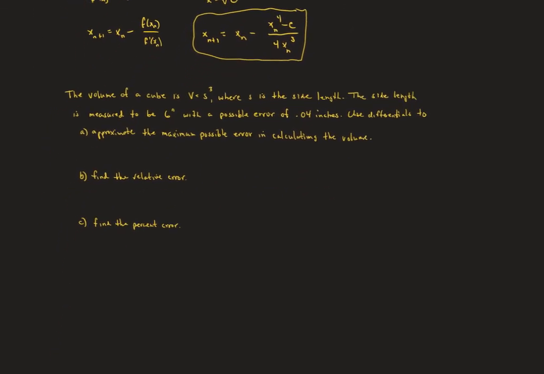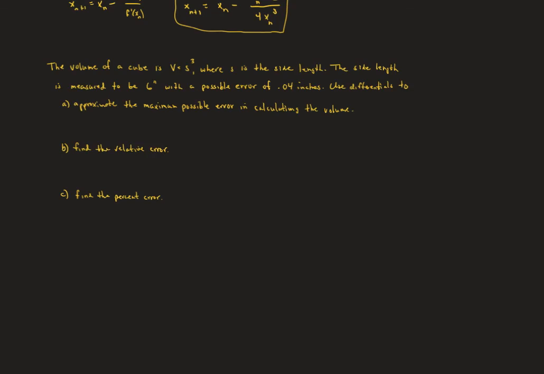Okay, so we have now the volume of a cube is V equals s cubed, where s is the side length of that cube. The side length is measured to be 6 inches, but maybe we've got an error in measuring of up to 0.04 inches. Use differentials to, A, approximate the maximum possible error in calculating the volume. So if we can't measure the side length perfectly, then when we compute our volume, that error in measuring is going to get magnified, and we want to know by how much.